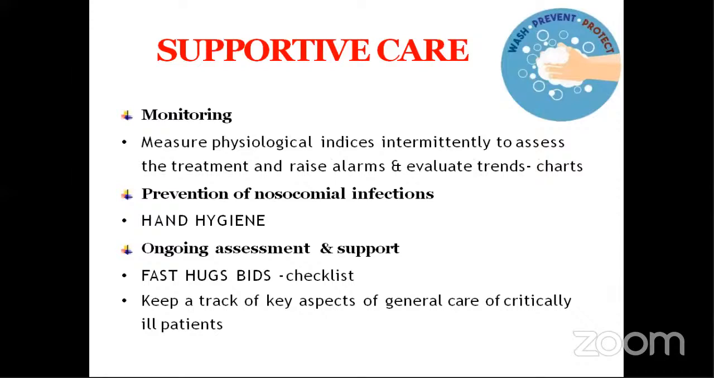Now, this supportive care has three components. First is monitoring, second is prevention of nosocomial infections, and third is ongoing assessment and support. When we talk of monitoring, this is monitoring of the aspects of the patient related to the primary pathology per se. That is the physiological indices, whether the patient is responding to the treatment you have given, to evaluate the trends, to raise alarms. This has all been dealt with in previous lectures.